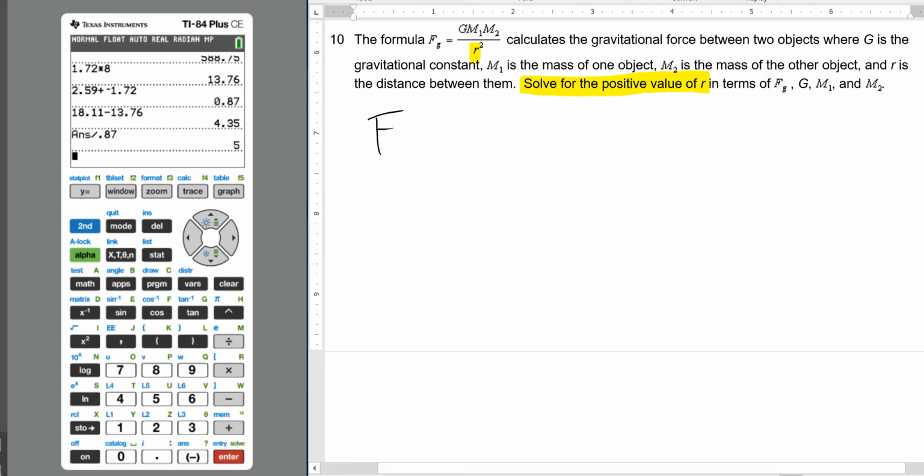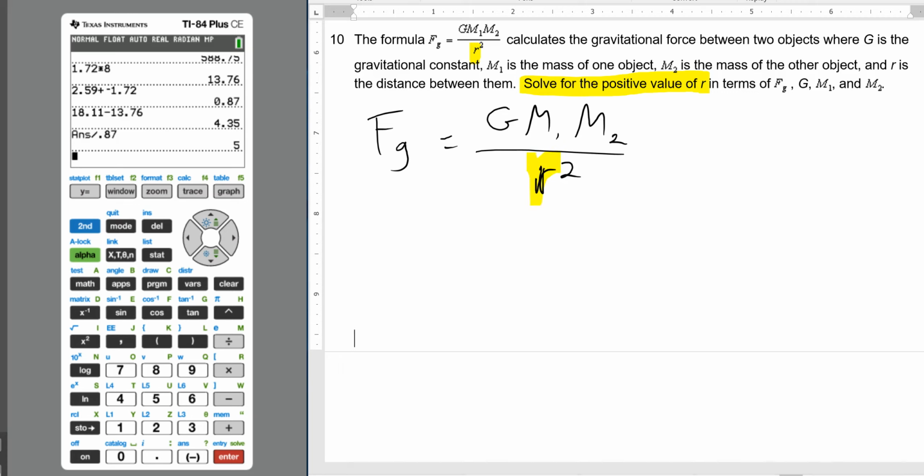Now we're going to solve in terms of f sub g, g, m1, and m2. Again, the only important part being that r is the thing we would like to get by itself. So there are many different ways that you could do this. And usually when we're looking for r, we don't want to move r. We move everything else away from it.